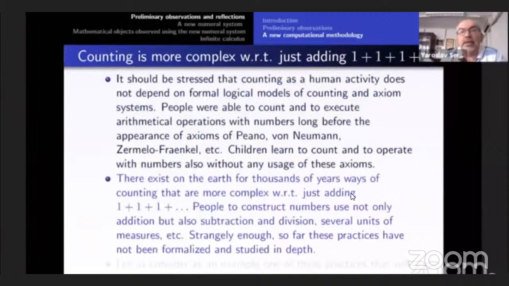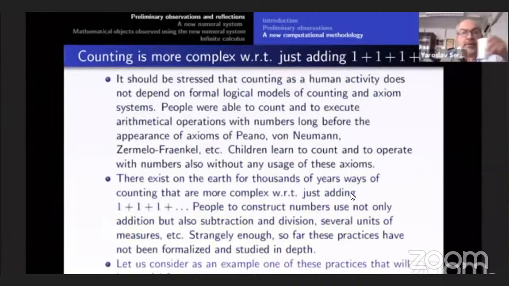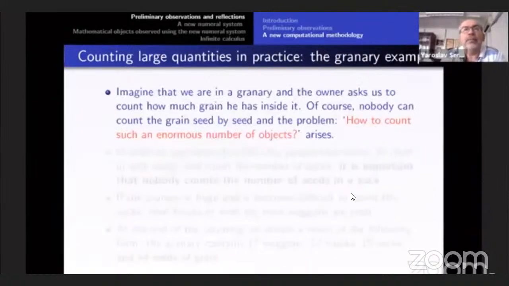Okay, this is exactly what I was saying on this slide, what I have just said. So let us consider this example.